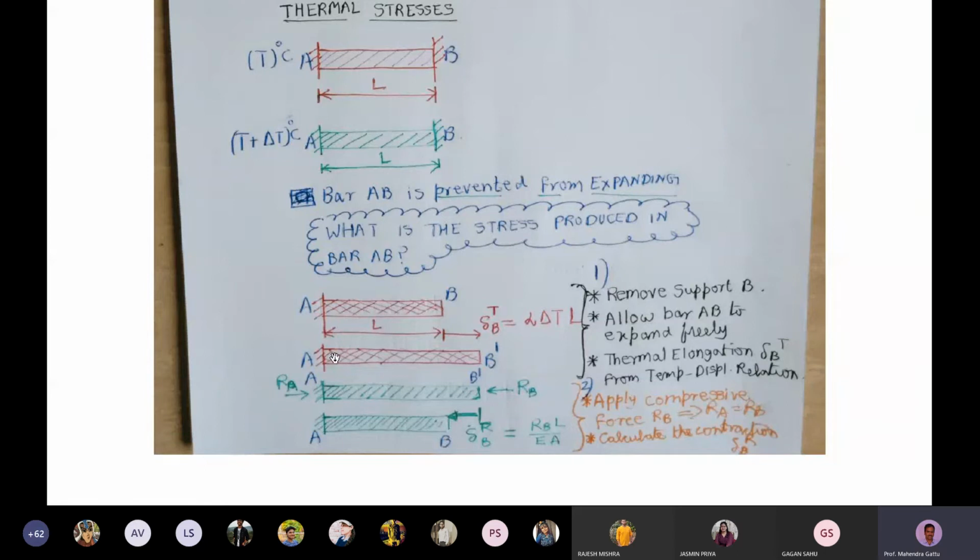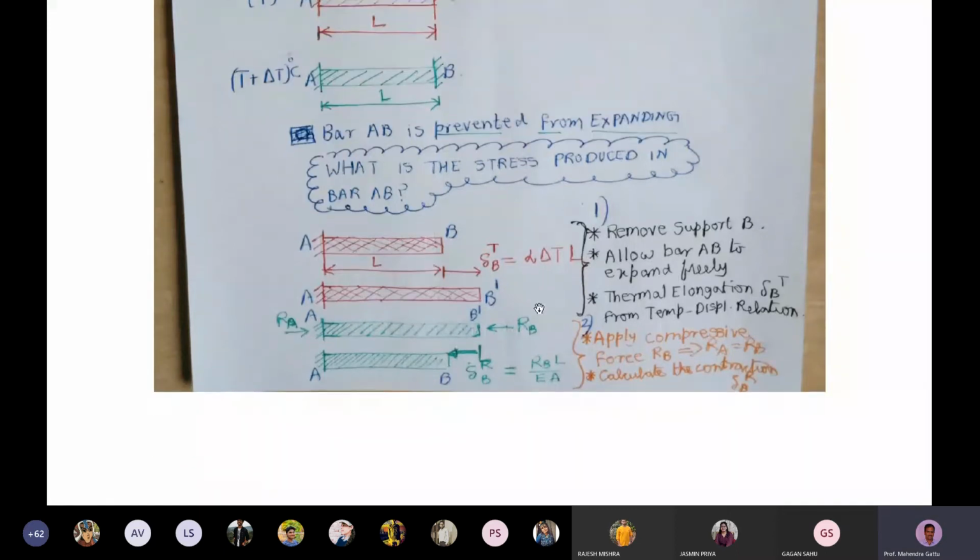As a result, the bar will expand by a small amount, and that expansion is given as delta BT. T represents temperature, and B is the elongation at point B. This elongation at point B can be obtained using the relation alpha delta T L. That is the temperature displacement relationship. This is the expansion in the bar. Now we apply a force on this bar in the leftward direction, that is, a compressive force.